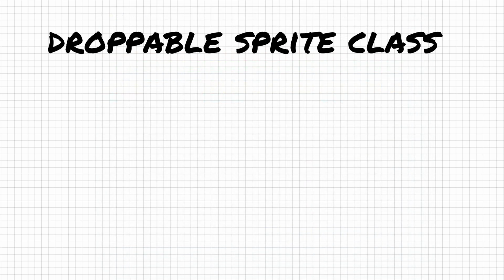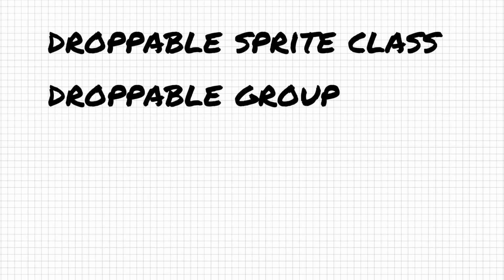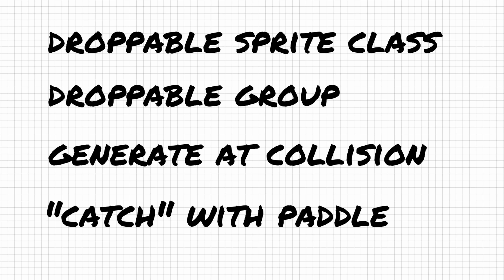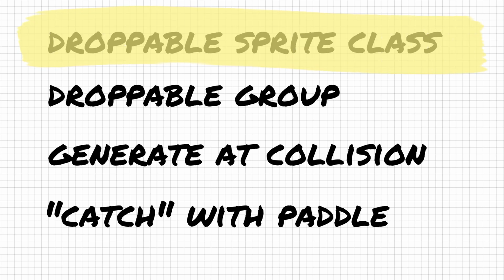To do this, we'll need a sprite class for the following objects. We'll need a group to manage them. We'll need to add to the ball brick collision code to generate them, and we'll need to add collision code so the paddle can catch them. Let's start by creating a droppable sprite.